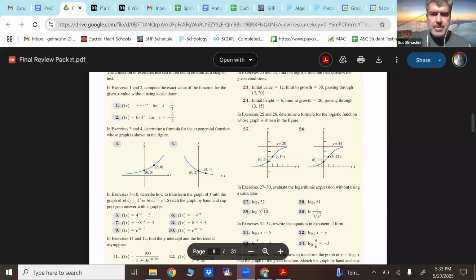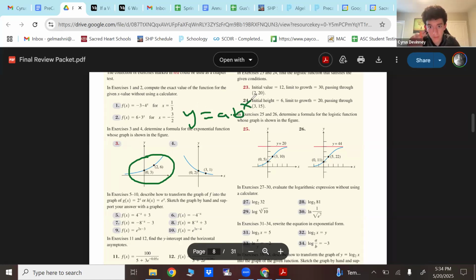So for number 3, you have these 2 points here, right? So you want to write in this format. Wait, number 3 is at page 1. It says here chapter 3, number 3 and 4, writing an equation from exponential function. Yeah, use y equals a times... Okay, does that make sense? I thought I already did number 3, but I did the wrong number 3.